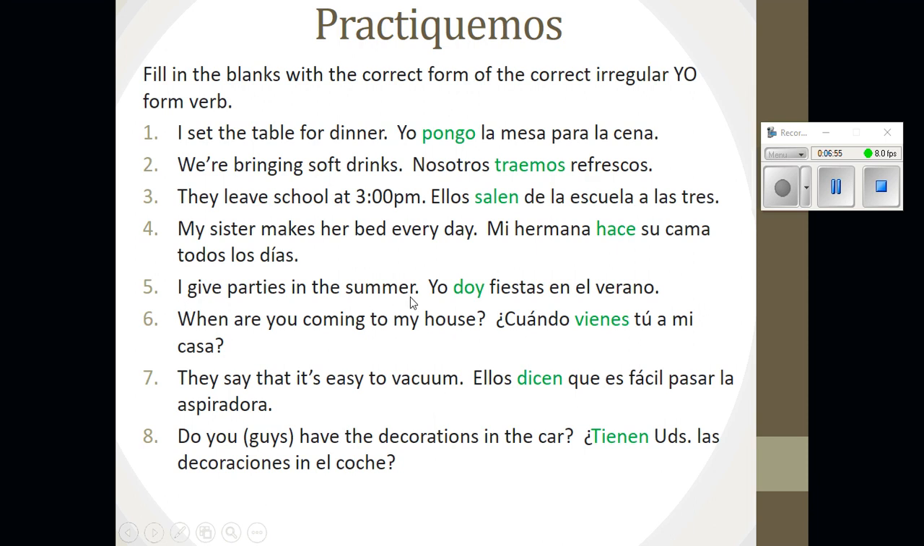I give parties in the summer. Okay, yo is the subject, so we know we're going to use one of the irregular yo forms. Okay, dar is to give, and the yo form is doy. Yo doy fiestas en el verano.